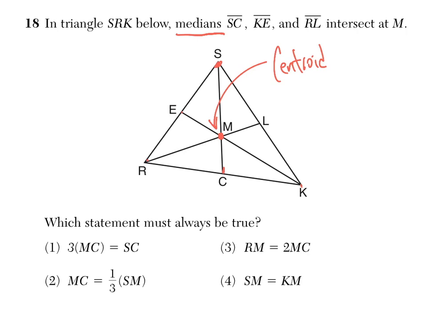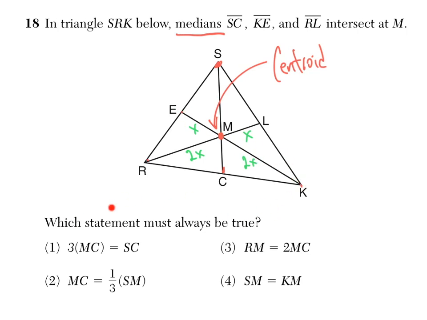So that means that this, for example, is x. This would be 2x. Likewise, ML is one segment or 1 unit. RM is going to be 2 units. And so what exactly does that mean? That means that MC is 1/3 the length of this entire segment SC. ML is 1/3 of RL. In contrast, MK is 2/3 of EK.